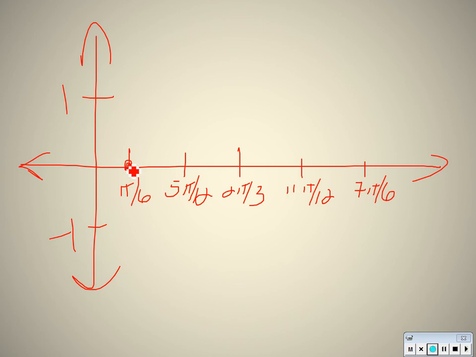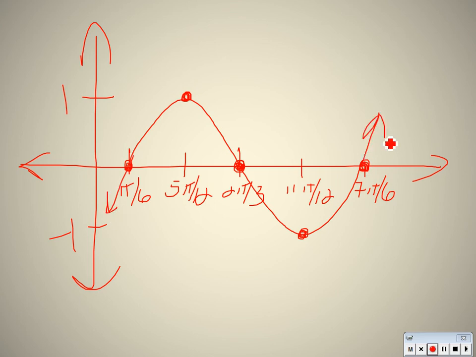Then I have 5 pi over 12 and positive 1. That's going to go there. Then I have 2 pi over 3, 0. That's going to be here. Then I have 11 pi over 12 and negative 1. That's going to go here. And then finally 7 pi over 6 and 0. That's going to go here. And here's my curve that connects those points. So as far as my arrows go, I have this on the end here, and I have this on the end here. So that's what part C looks like.